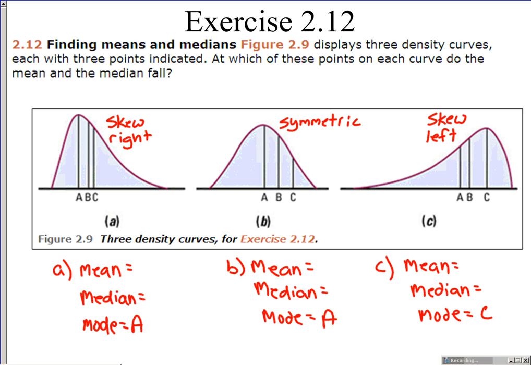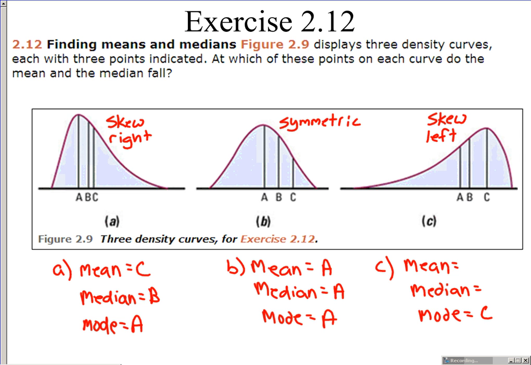Let's go to B first, the symmetric distribution. What do we know about the mean, the median, and the mode? If it's a symmetric distribution, they should all be the same. So the mean and the median are also at point A. Let's go back to letter A here now. Median, remember, is 50%. 50% to the left, 50% to the right. Median has to be at point B then. And the mean, remember, is greater than the median in a skew right distribution. Pulled in the direction of skewness, the mean has to be at point C.